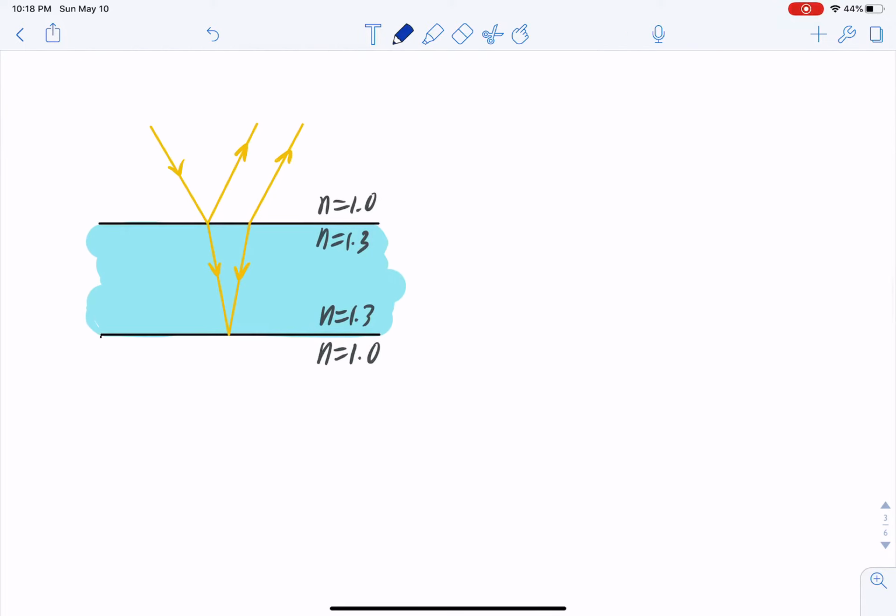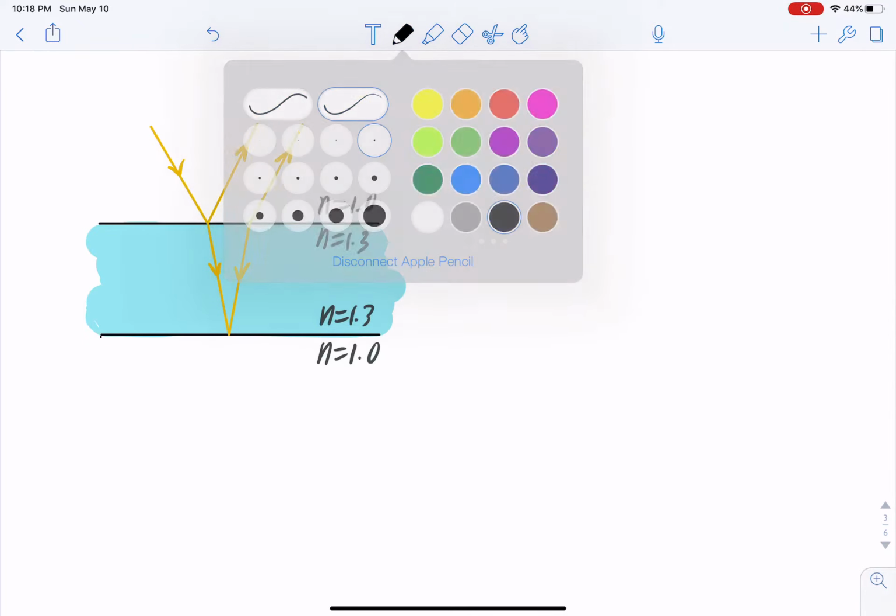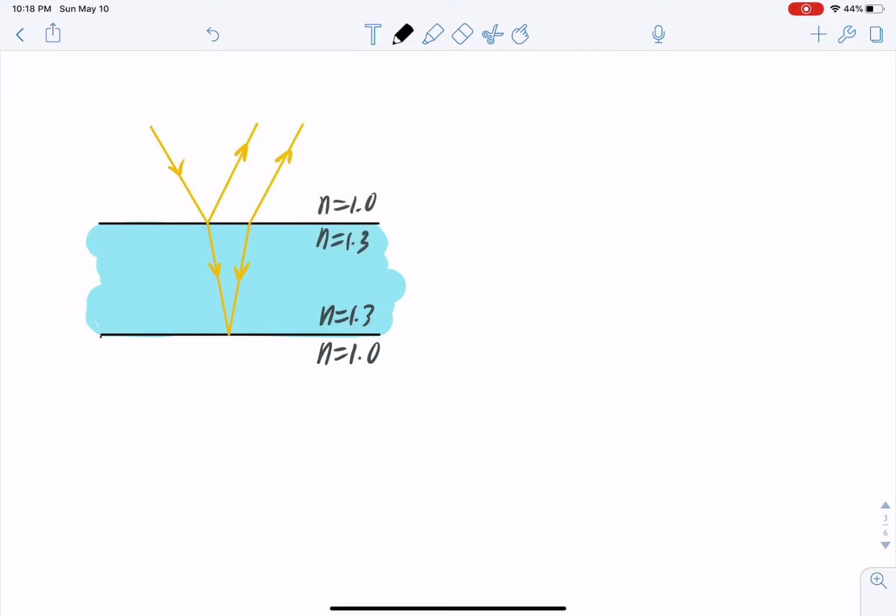So now let's do the same analysis again of our film of water. Let's first label our reflections by whether they have a pi or a zero phase difference at that reflection. So the first reflection here is off of a low index bouncing off a high index, so that's the one that has a pi phase shift. The second one is the opposite. It has a zero phase shift.